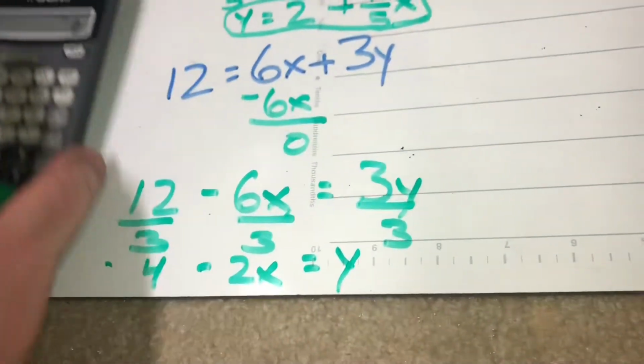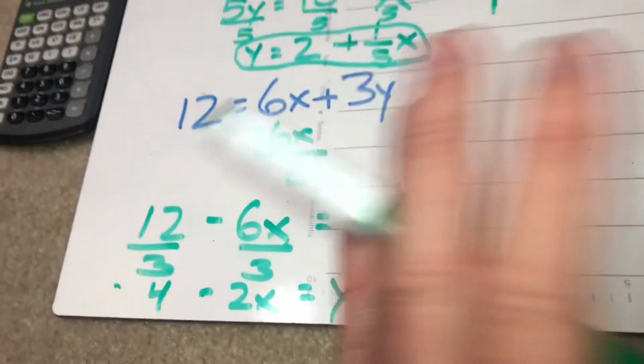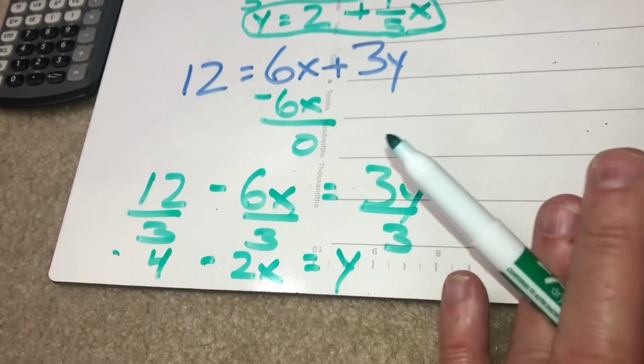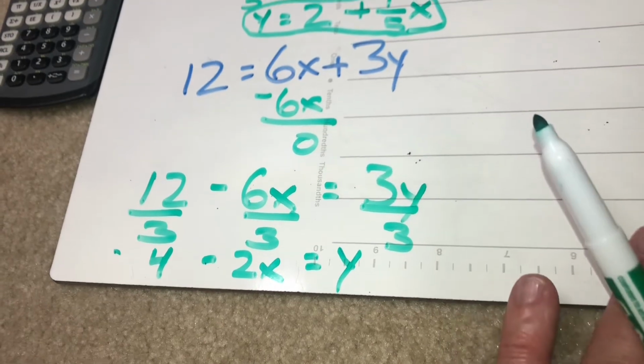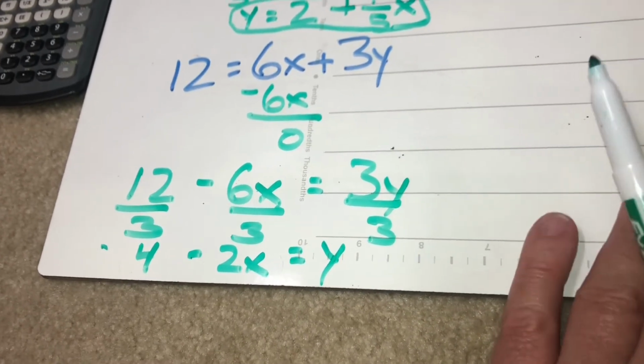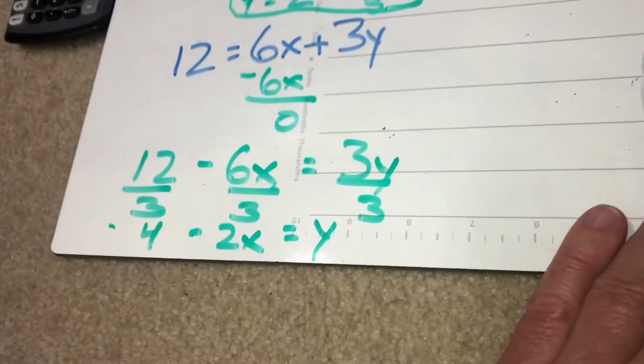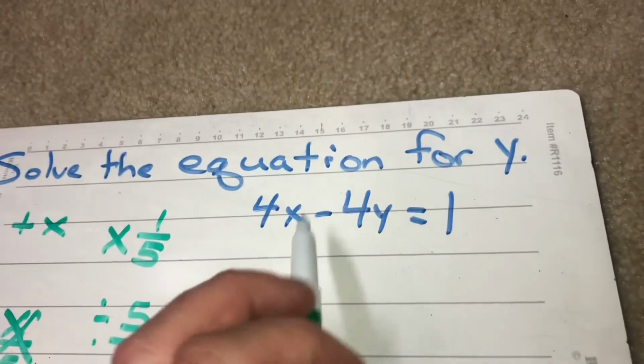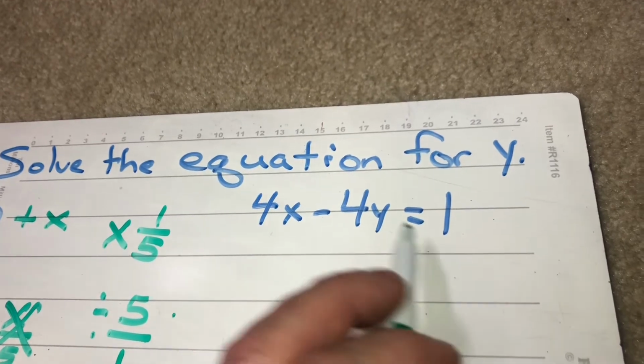That's the thing about algebra. We want to remember that we can do opposite things with using adding and subtracting with positive and negative integers. So we want to remember all of those items. All right, last one in this section for solve the equation for y. 4x minus 4y equals 1.